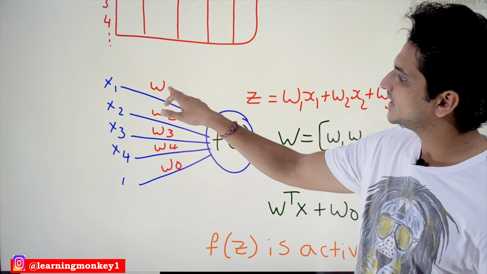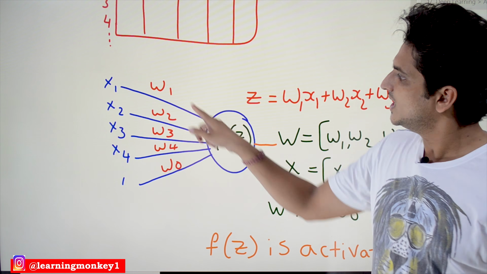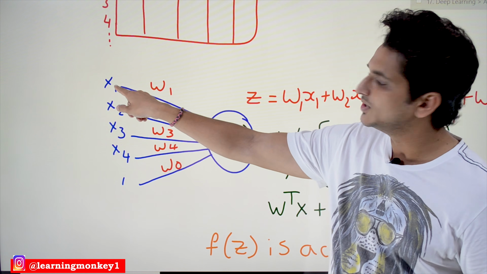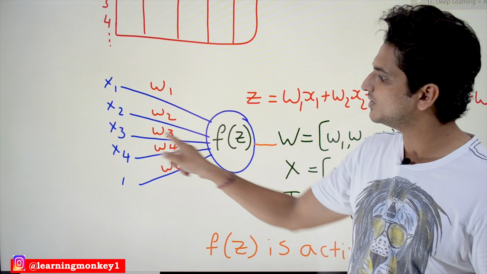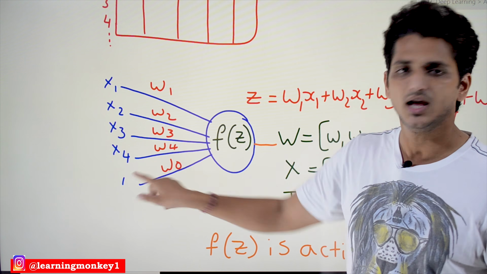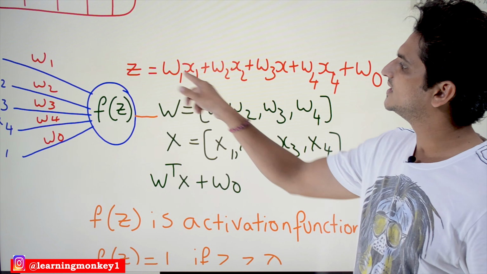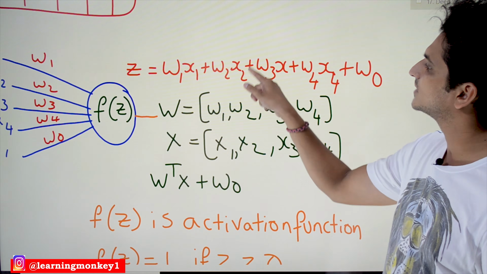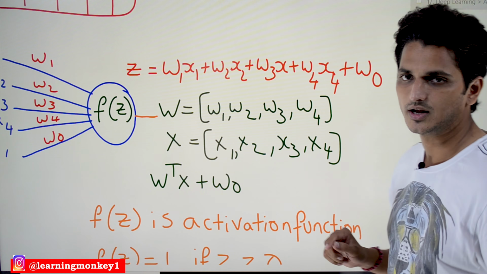So weights are given here, W1, W2, W3, W4. What happens here is W1 is multiplied by the input x1, W2 by x2, W3 by x3, W4 by x4, and W0 with 1. This value we call Z. Z is equal to W1 x1 plus W2 x2 plus W3 x3 plus W4 x4 plus W0.